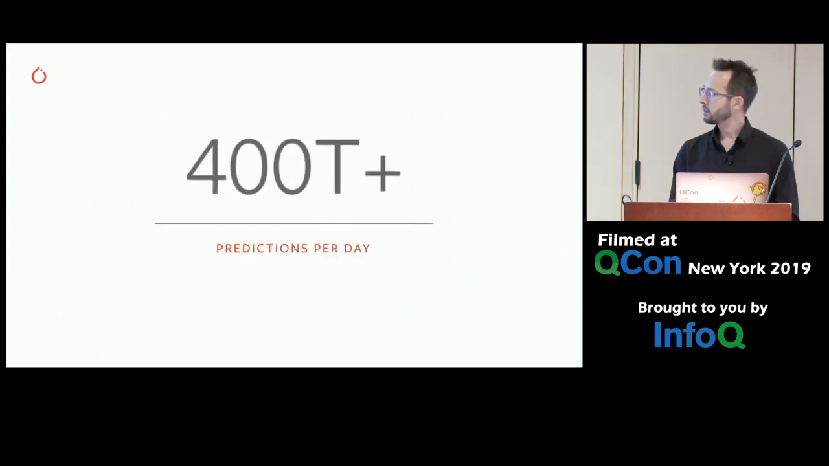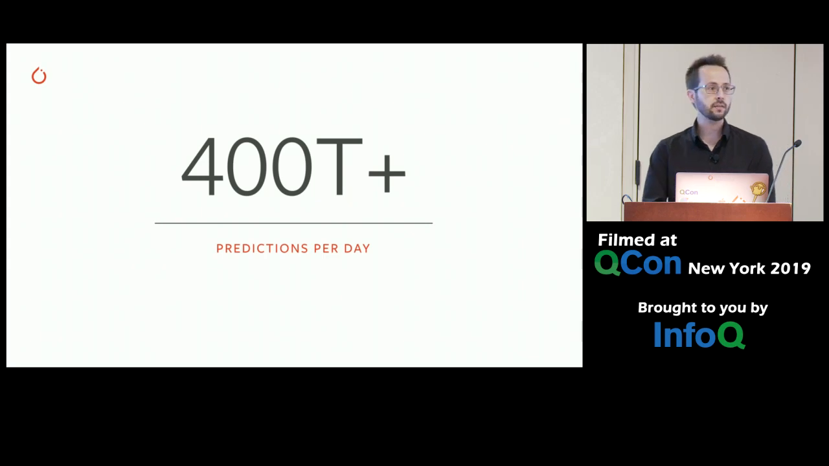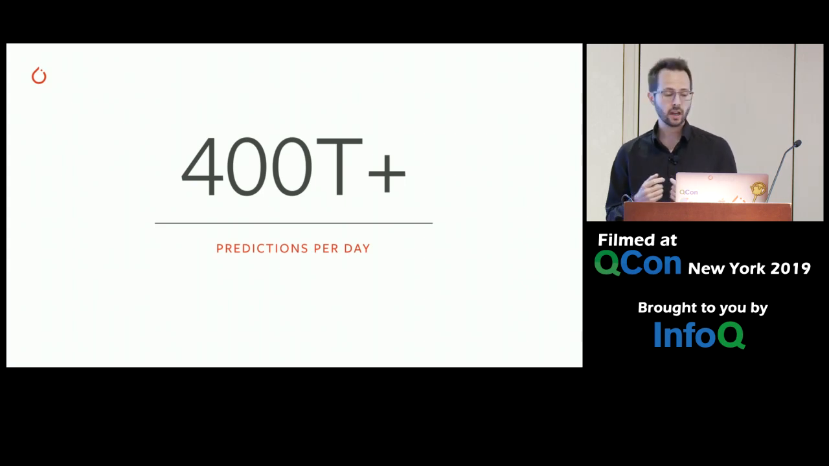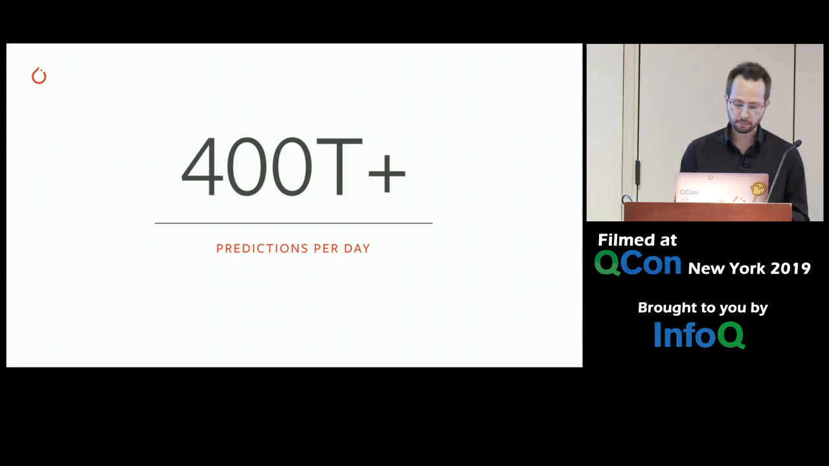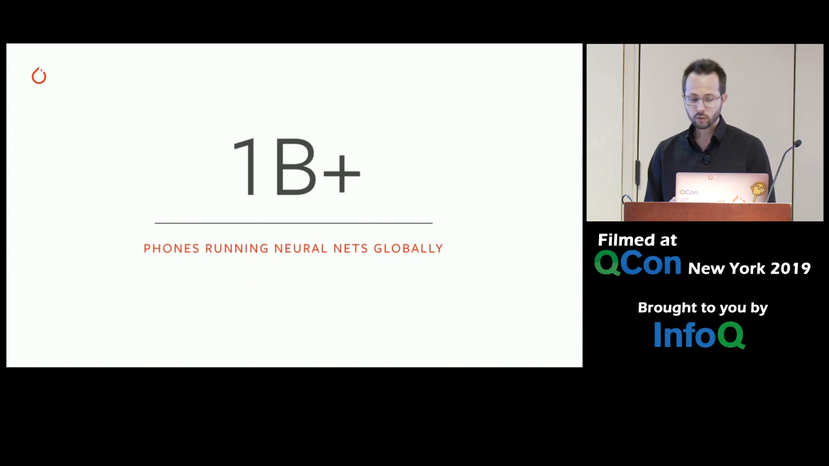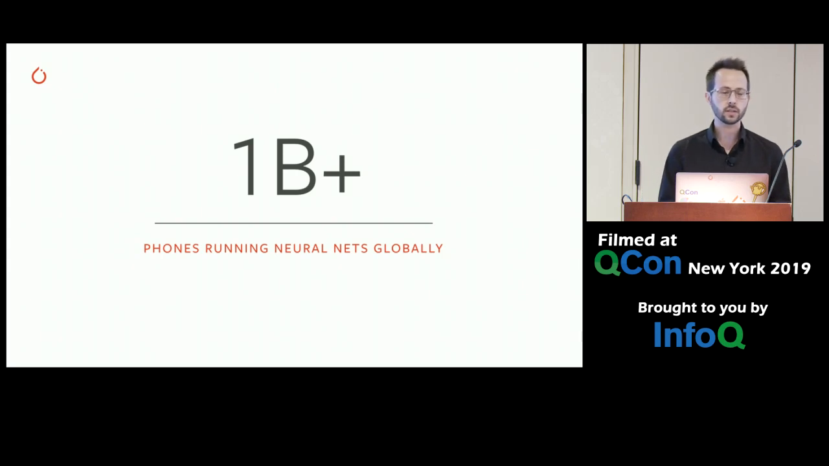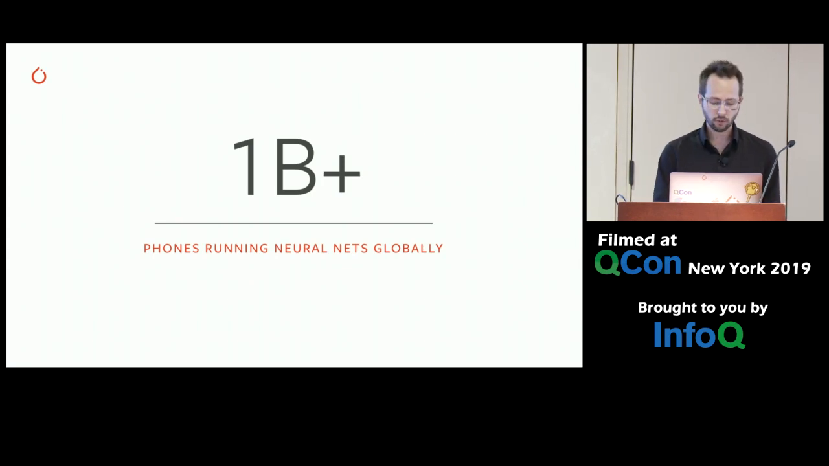To do that, we need to invest in technology that can handle our scale. Our AI platform runs over 400 trillion predictions a day, and that number is climbing rapidly. It's also deployed on over 1 billion phones around the world, so every time a neural network on your device is using part of our technology to perform a prediction operation, that's it. So what's the technology underneath that? Well, that's PyTorch.